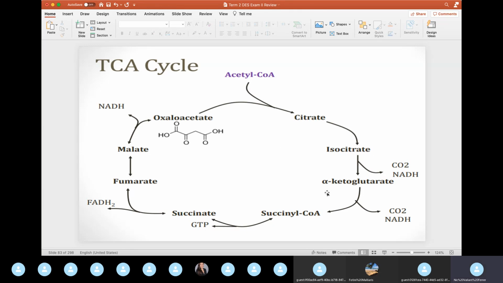So from isocitrate to alpha-ketoglutarate, you are removing CO2 and converting NAD plus to NADH. From alpha-ketoglutarate to succinyl-CoA, you are also removing CO2 and converting NAD plus to NADH. Succinyl-CoA to succinate is involved in making GTP, from GDP to GTP here.